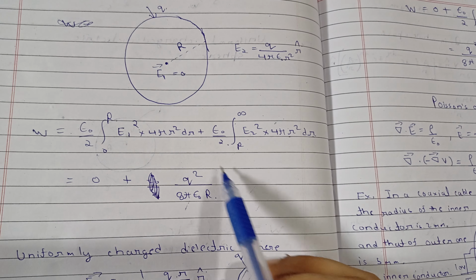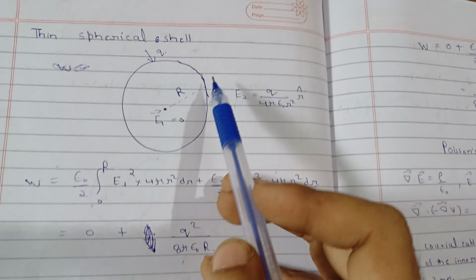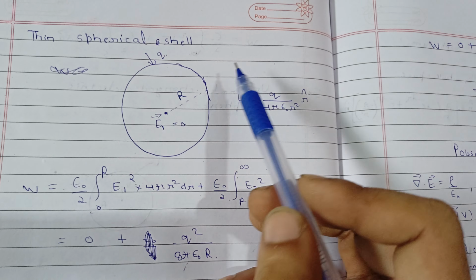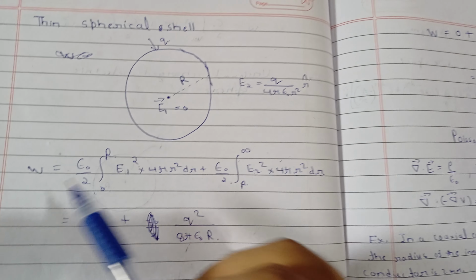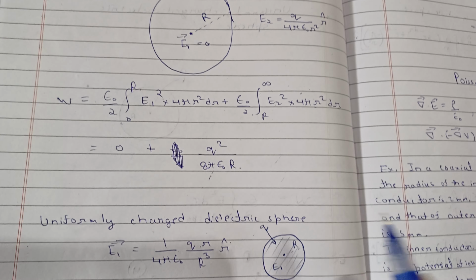So this is the amount of work done, or the electrostatic energy required to assemble, that is, to make this spherical shell which is uniformly charged with charge q. So this is the amount of energy there will be.